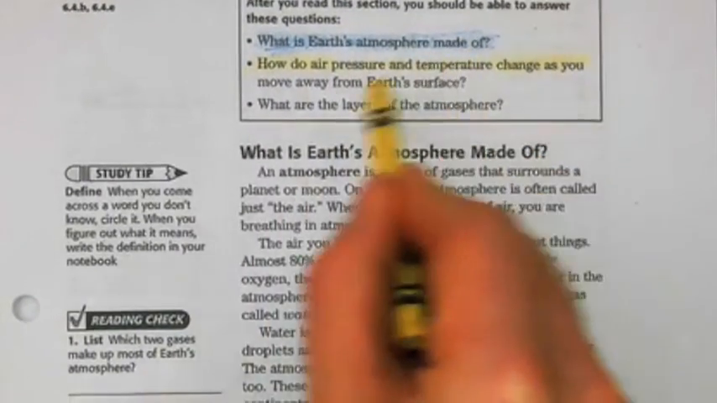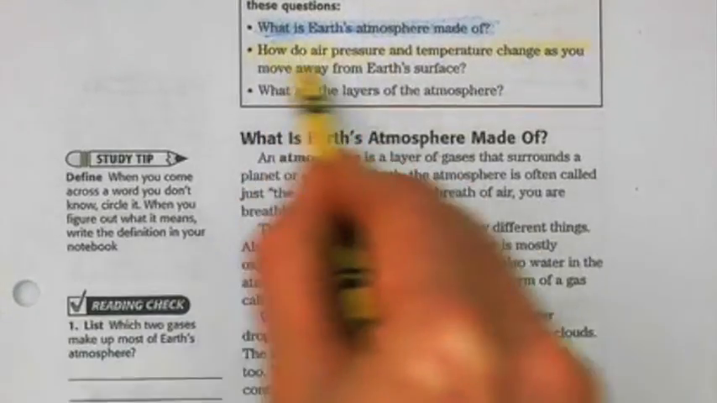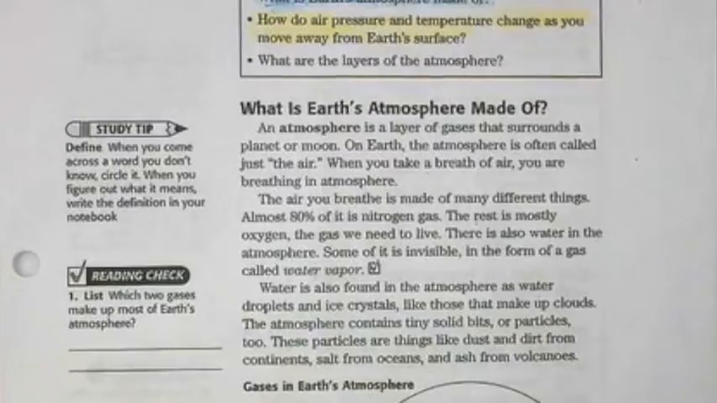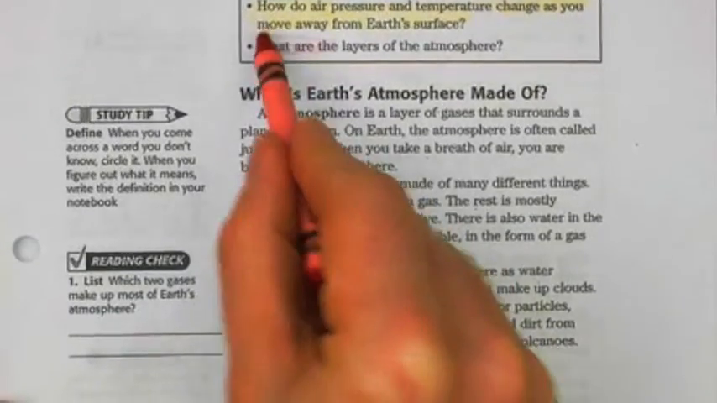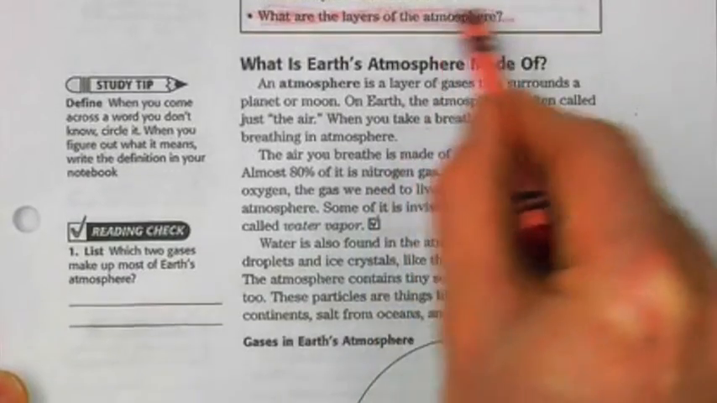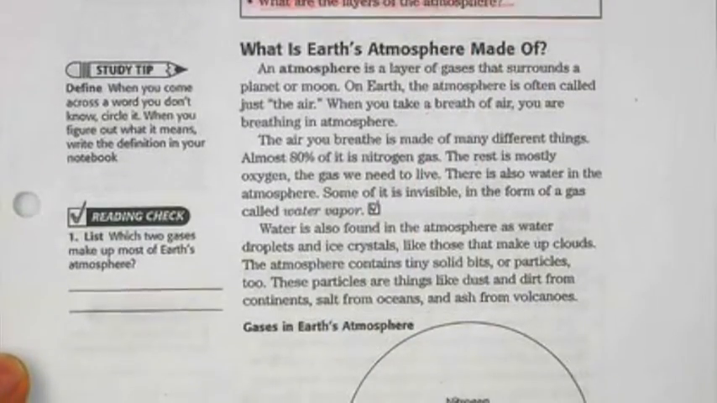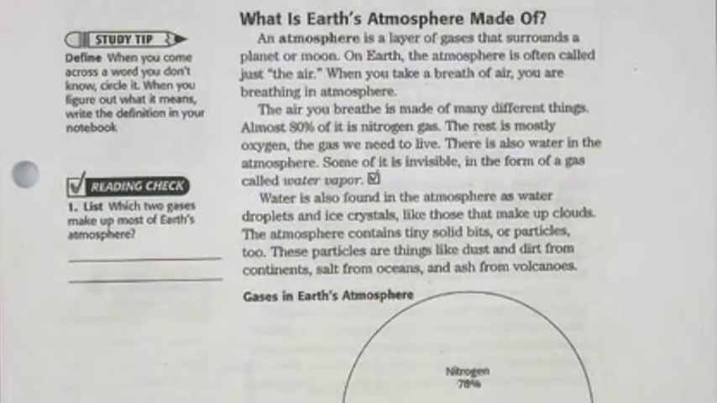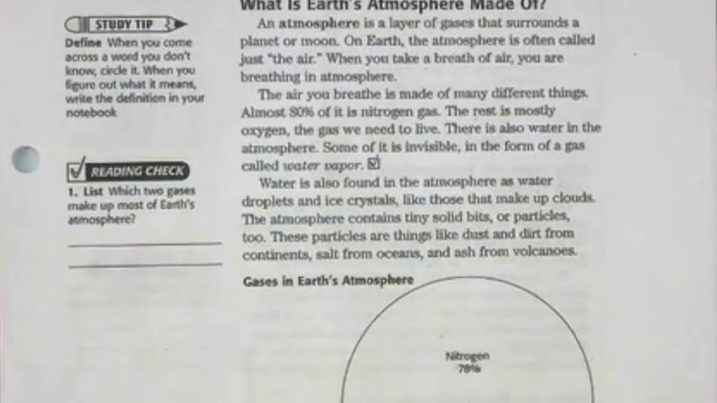What is Earth's atmosphere made of? An atmosphere is a layer of gases that surrounds a planet or moon. On Earth, the atmosphere is often called just the air. When you take a breath of air, you're breathing in atmosphere. The air you breathe is made up of many different things. Almost 80% of it is nitrogen gas. The rest is mostly oxygen, the gas we need to live.